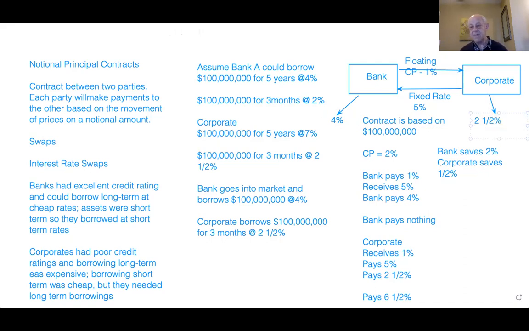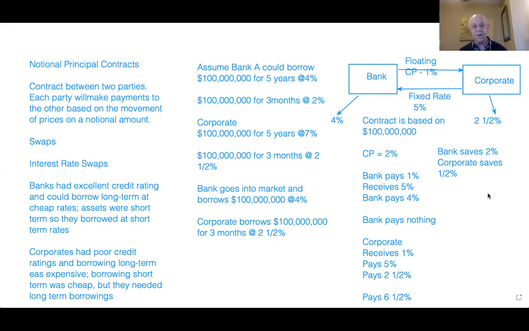And everyone comes out ahead. Right? And if the bank and the corporation default on any payment to each other, the swap goes away. And the bank now has a borrowing that it really doesn't want, so it would have to find a new counterparty to enter into a new swap.